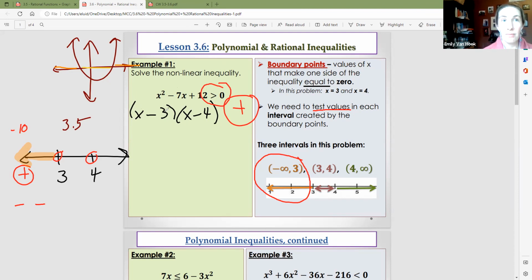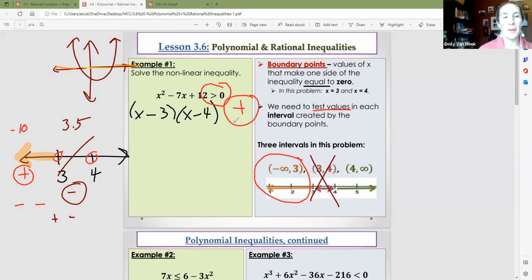3.5 minus 3 is positive 0.5, so I'm writing a little plus for positive. Now the next factor, 3.5 minus 4, that's negative 0.5. That's negative. A positive times a negative is a negative. So I just got a negative result when I tried that middle interval from 3 to 4. Remember, what we want is a positive result, so that's not going to work. That middle interval is not included in our solution set, which means probably the next one is.